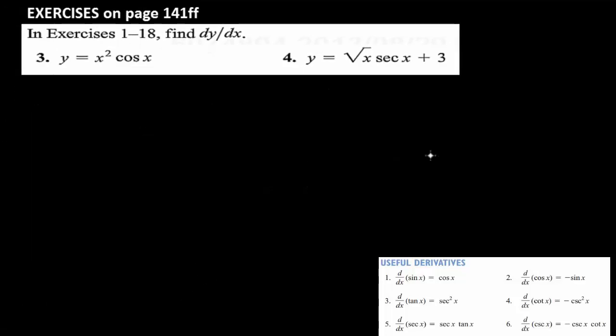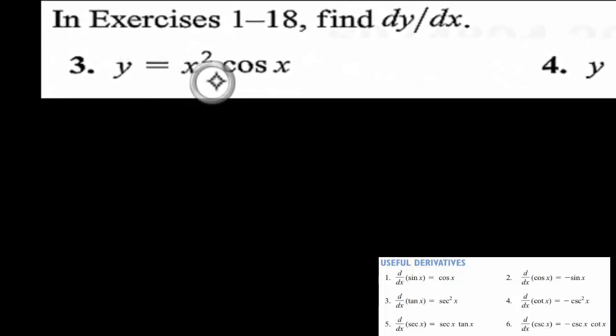Okay, number 3. Now we have two expressions here. You have x squared and the cosine of x. So what we have is a product of two functions. One function is x squared, another function is cosine of x. So what we'll do, we'll treat this as a product, apply the product rule, and use the derivative of trig functions. So let's do that.